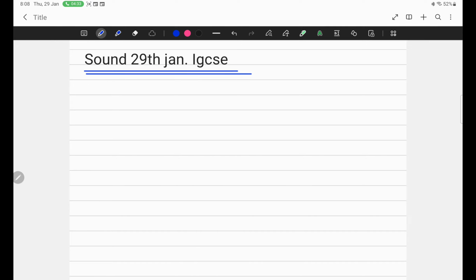Sir, what is sound? Before starting sound, you should know there are two types of waves. Number one, transverse wave. Number two, longitudinal waves. Sound is a longitudinal wave.